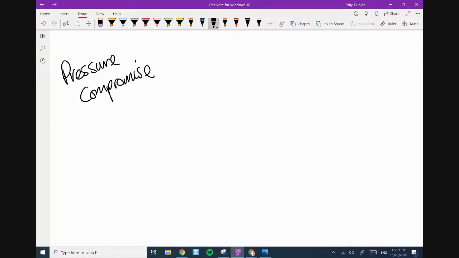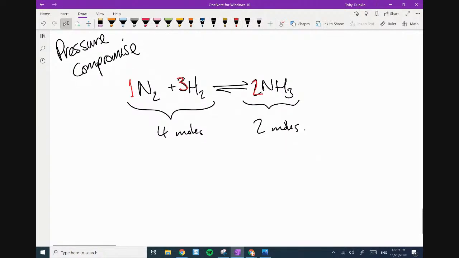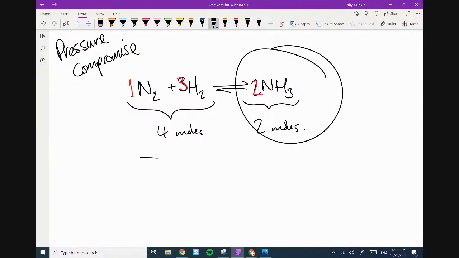Pressure compromise. If we look at the equation, N2 plus H2, equilibrium, ammonia, balance it, we realize that we have 4 moles on this side. I'm just going to show you where they come from. 4 moles on that side, and we have 2 moles on this side. What that means is 2 moles. We realize that in order to favor this, we want to push it that way and higher pressures.